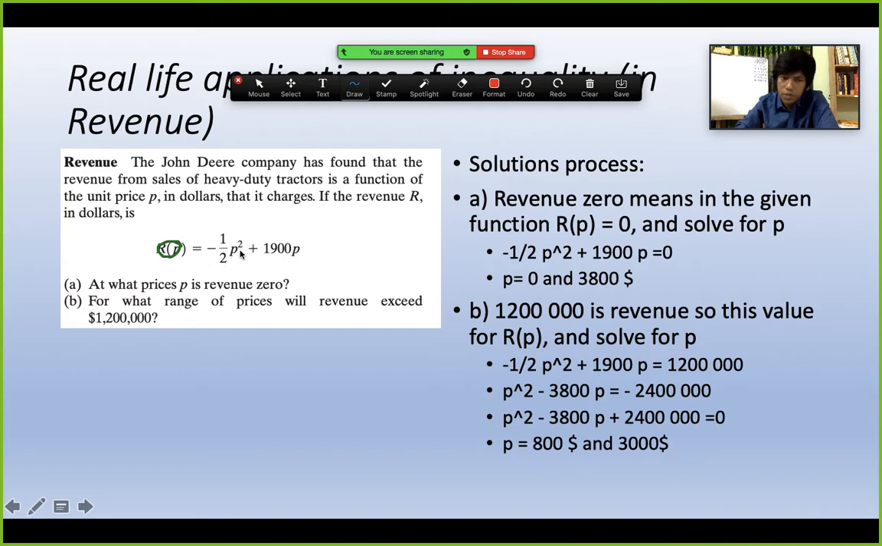Just like the previous page, we can take this p common from here. If we take p common, it becomes p times minus half p plus 1900 equals 0. So p equals 0 is one answer, and another answer comes from minus half p plus 1900 equals 0. So p equals 1900 into 2, which is $3,800, because the whole math is in dollars. The price p is in dollars, so that's why the dollar sign.